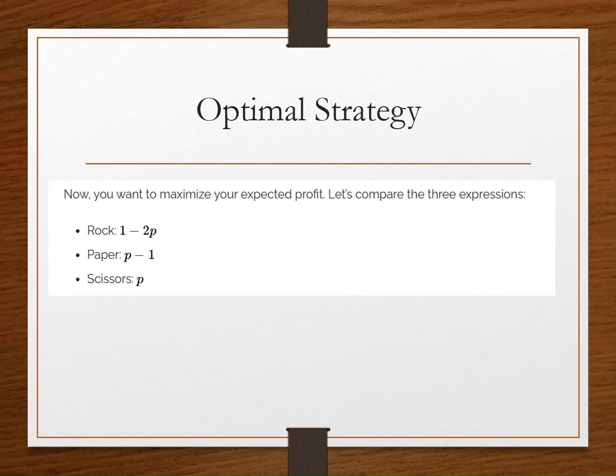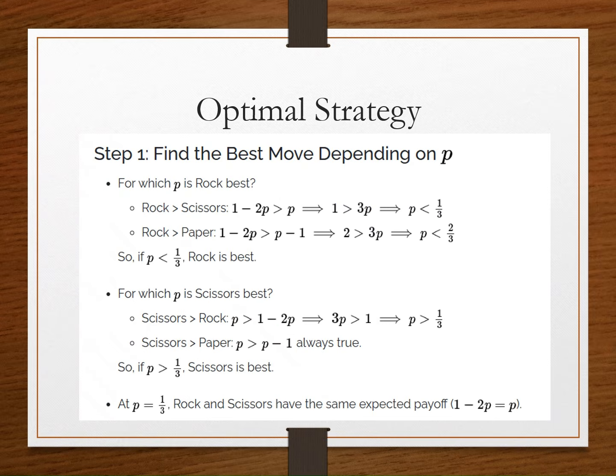So we want to maximize our expected profit, so we need to compare these expressions as we just saw. The expected payoff in the case of playing rock was 1 minus 2p. For paper it was p minus 1. And for scissors it was p. For which p is rock best? So 1 minus 2p should be greater than the expected payoff for scissors, so it's greater than p. This gives us 1 greater than 3p, which means p is less than 1/3.